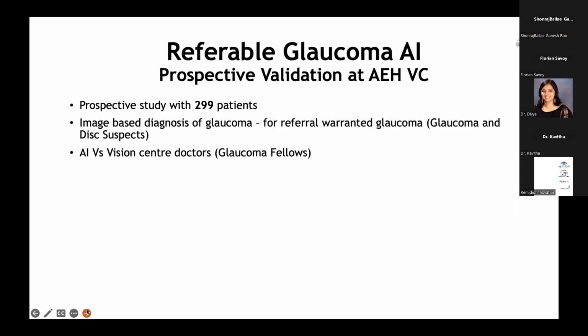So we did a study at vision centers. We included 6 vision centers for the glaucoma study, and the rest of the 6 centers were used for diabetic retinopathy screening. So I'll be talking about the 6 vision centers where we did the glaucoma study.